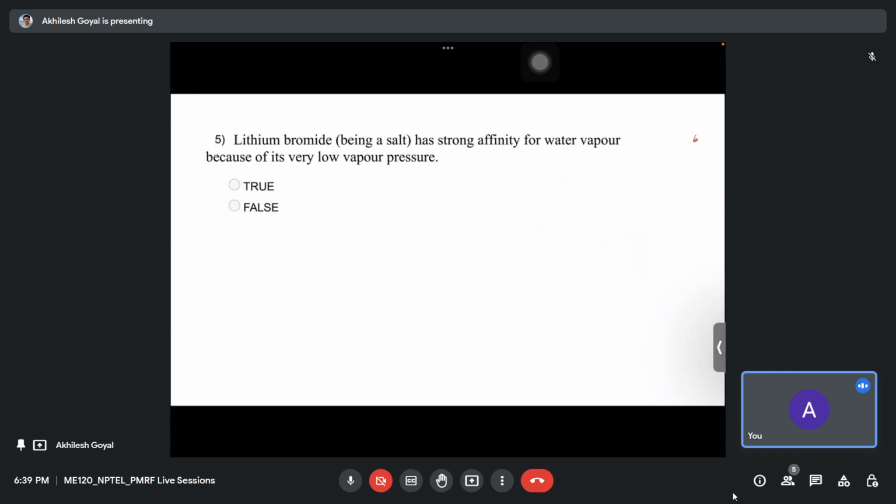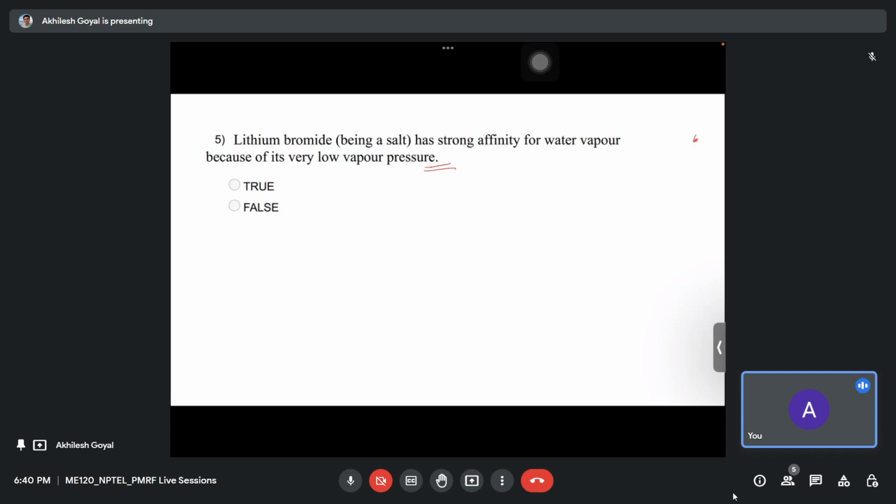So the next one is based on absorption refrigeration cycle. Here the question is, lithium bromide, being a salt, has strong affinity for water vapor because of its very low vapor pressure. So this is kind of a statement that is a fact. In the case of lithium bromide water absorption cycle, the lithium bromide works as an absorbent and water works as a refrigerant.